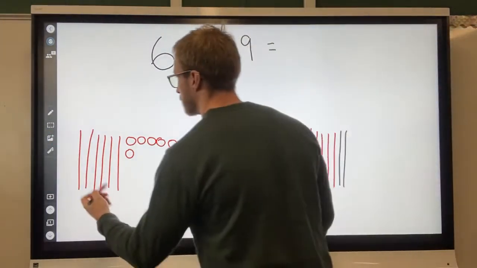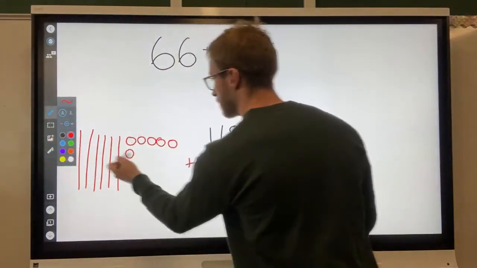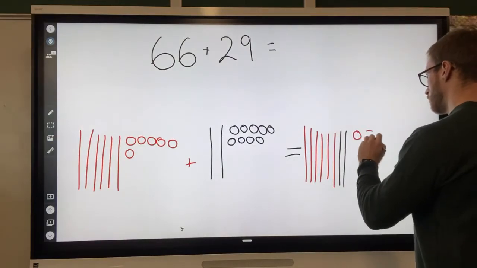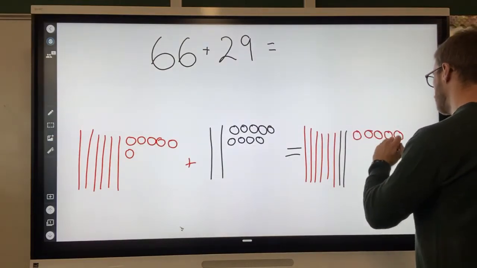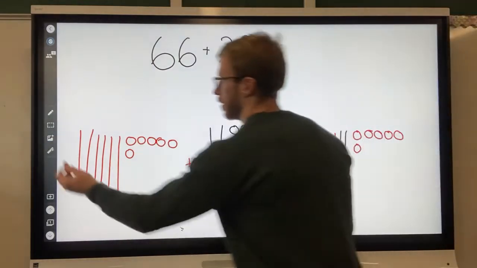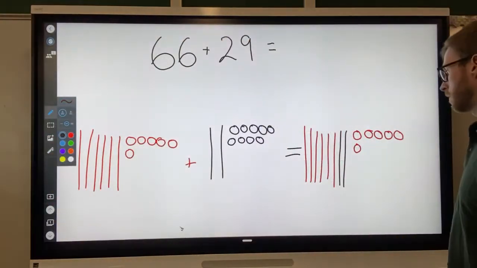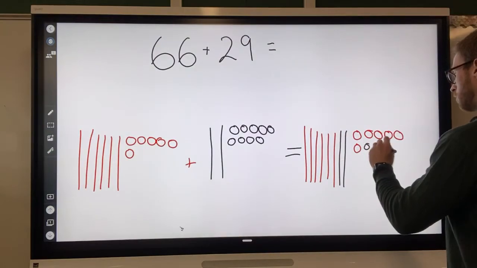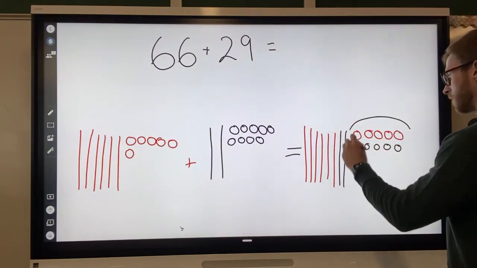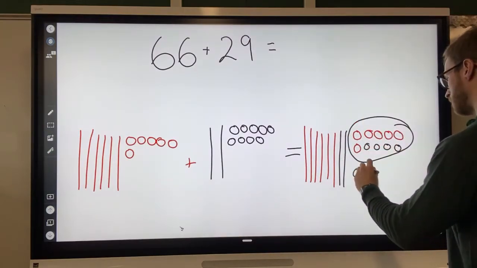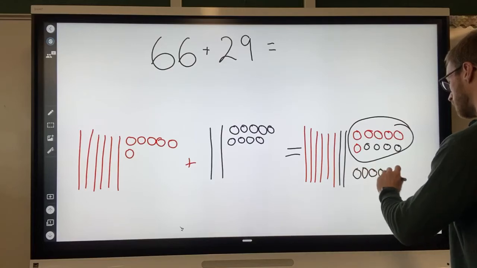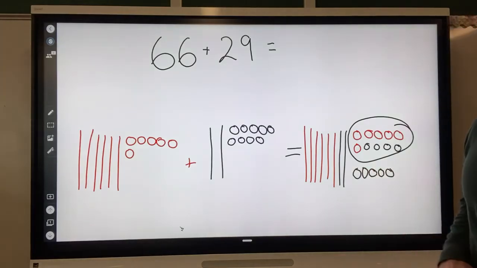It gives me 8 tens. Now I have 6 ones. 1, 2, 3, 4, 5, 6. Oh, well, now I need to draw 9 more ones. 1, 2, 3, 4. Made a group of 10. 5, 6, 7, 8, 9. Didn't make another group of 10.